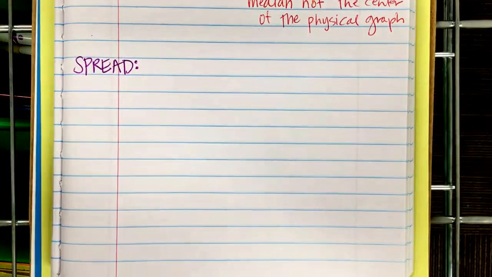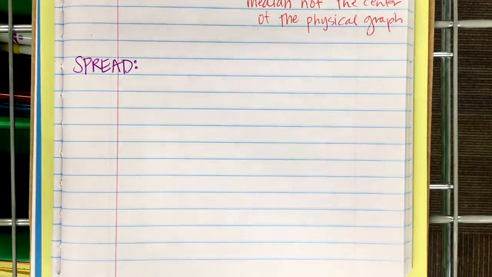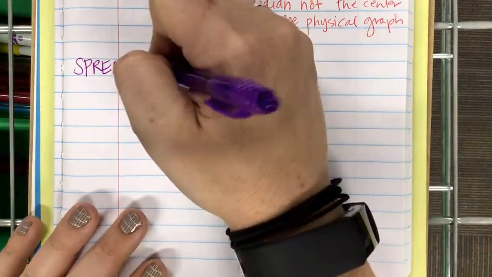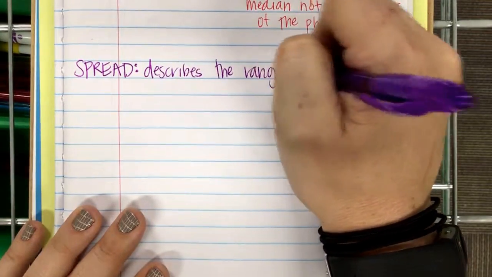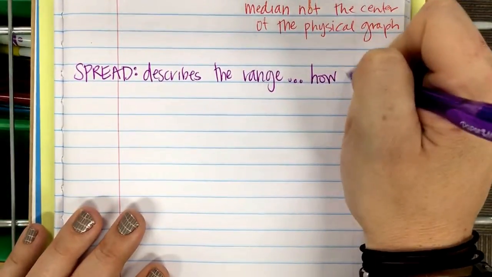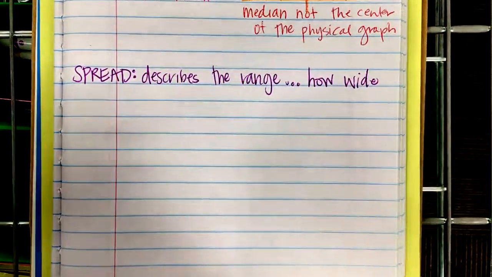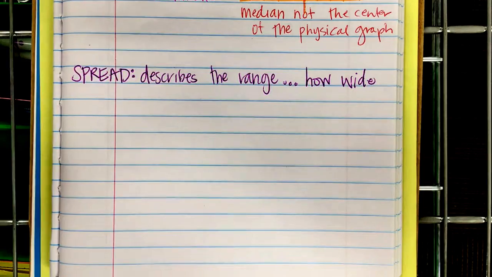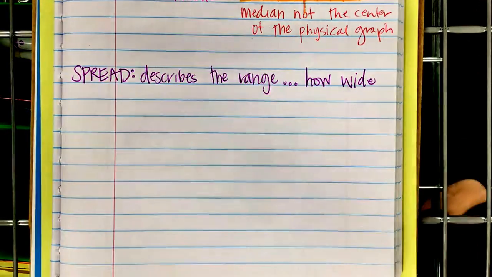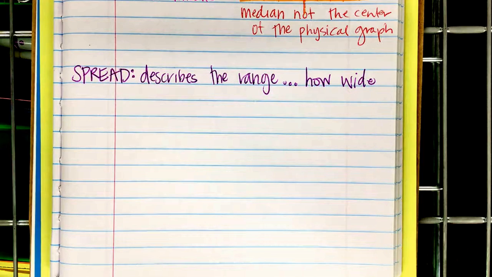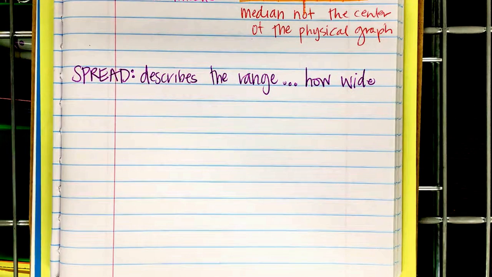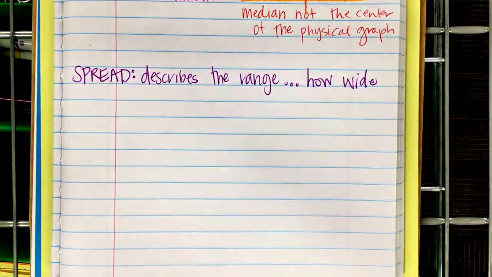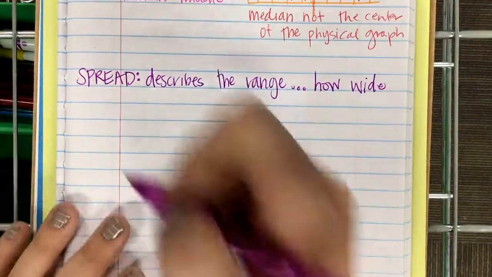What mathematical word do you think describes spread? Range. It's how wide is your graph. Ladies and gentlemen, this is important information for you. When you are talking about the spread of the graph, do not just say, the range is 73. That's not a good descriptor, because just talking about the range is not enough.